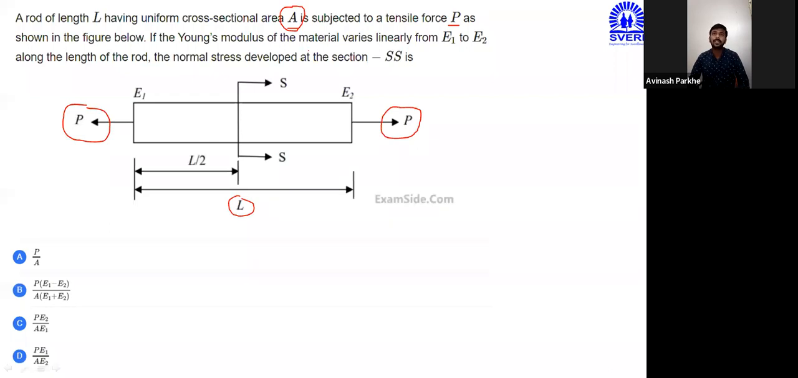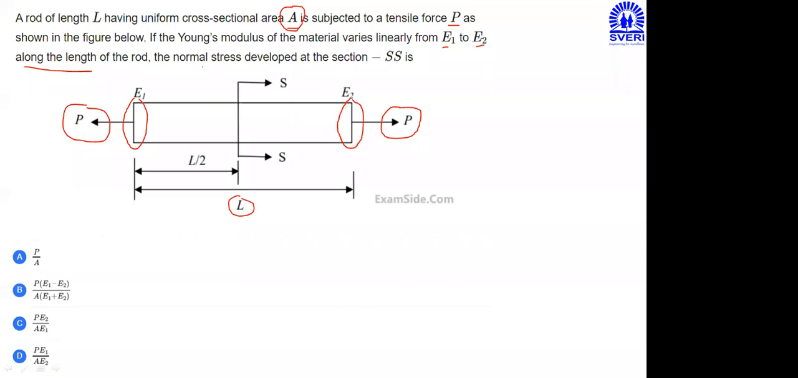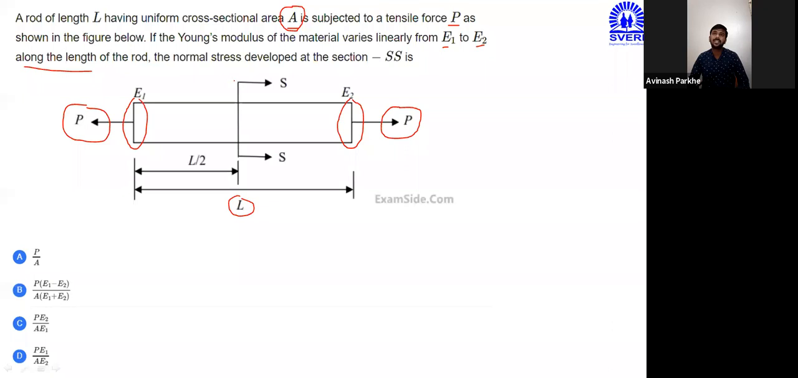If the Young's modulus of the material varies linearly from E1 to E2, so whatever the modulus of elasticity is there, it varies linearly from E1 to E2 along the length of the rod. That means at one side, Young's modulus is E1 and at another side, the Young's modulus is E2. Comma, the normal stress developed at the section, yes. So whatever the central section they have considered in the figure, at that particular section, we have to calculate the normal stress.